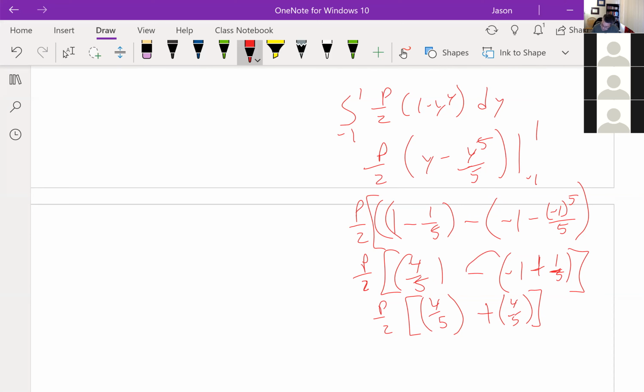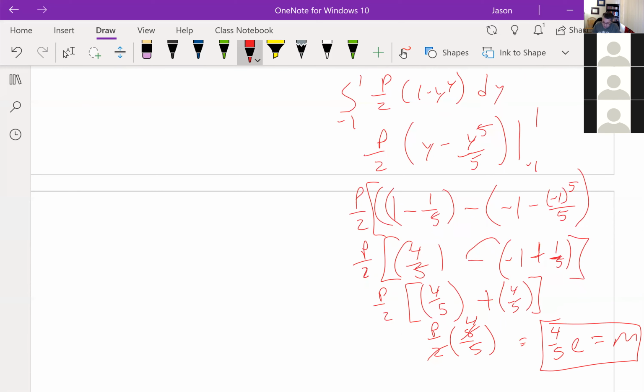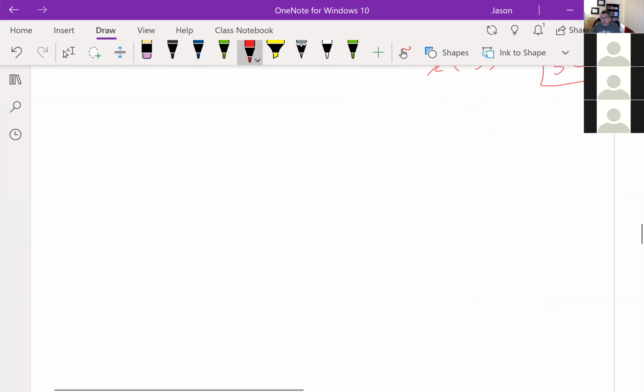Thank you. Okay, so this is going to be 8/5 rho over 2. So that's 4 rho over 5. That's whatever the density function is times 4/5. I'll just do 4/5 rho. Boom, that's m equals m. Nice. Okay, 1 down, 3 to go. Woohoo.